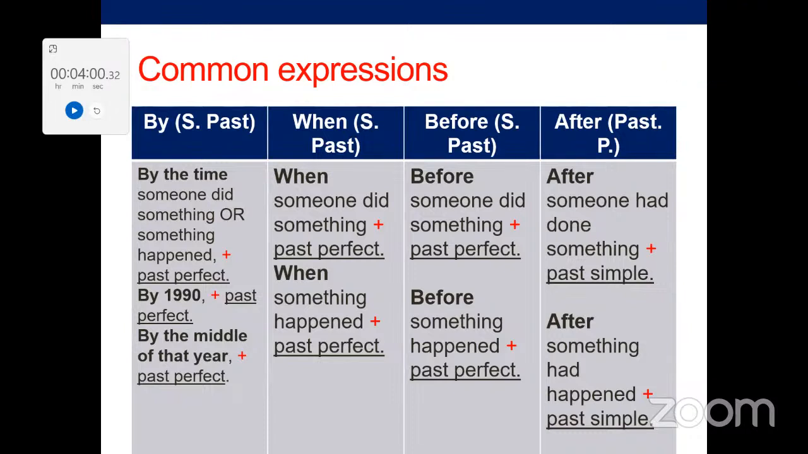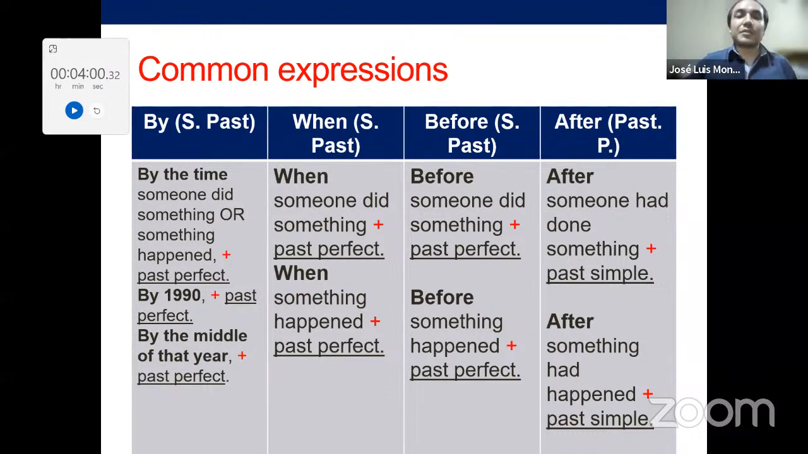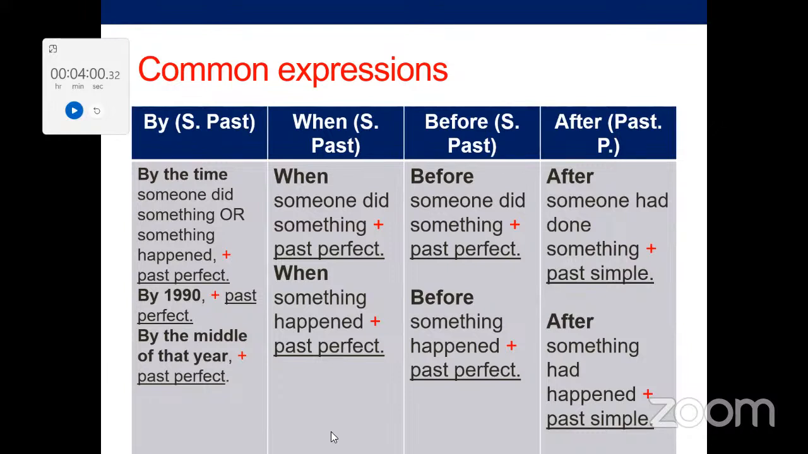All right, thank you, Professor. Okay, no, thank you very much, Lucia. Yes, let's read it, please. By and simple past. By the time someone did something or something happened, plus past perfect. By 1990, plus past perfect. By the middle of that year, plus past perfect.